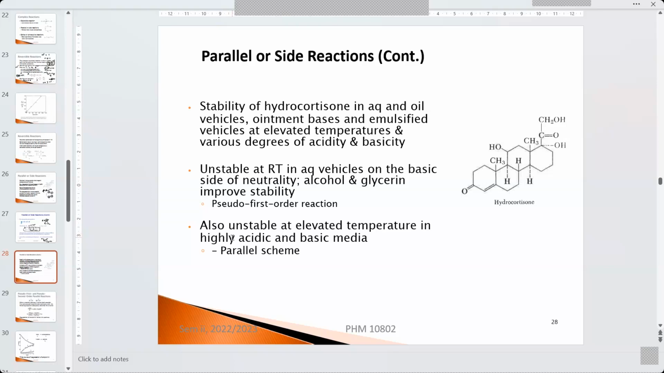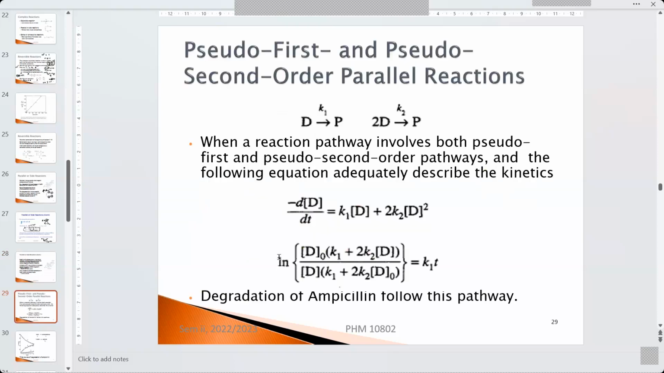Unstable also at elevated temperature in highly acidic and basic media. And here they follow pseudo first order reaction. Here they follow parallel scheme in the degradation. Okay. Pseudo first order and pseudo second order parallel reactions, how they happen when a reaction pathway involves both pseudo first and pseudo second order pathways. Then we use these equations. Okay.